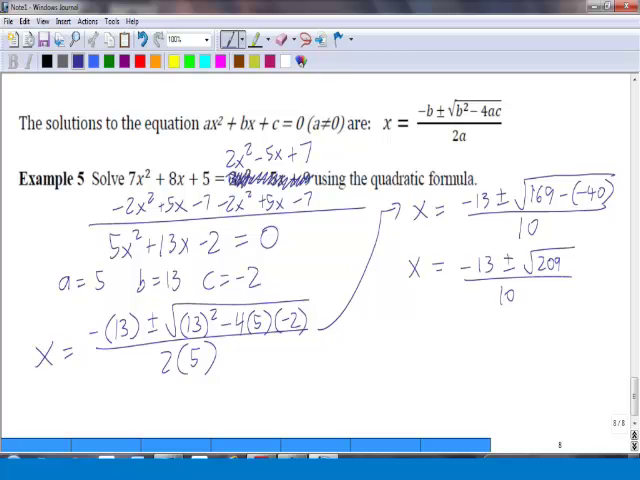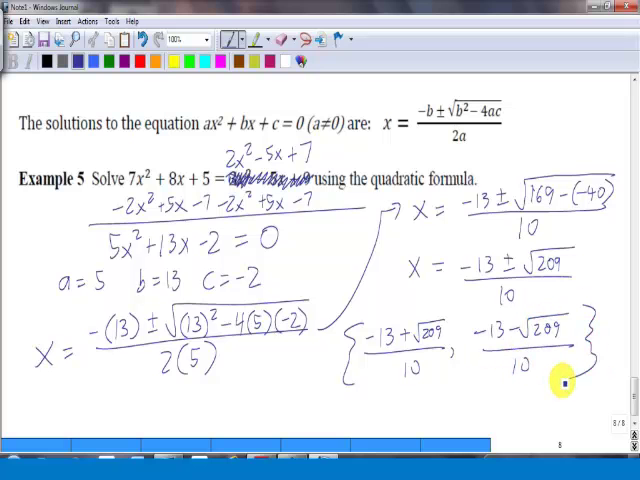I don't think the square root of 209 can be simplified. It's not divisible by 4 or 9, certainly nothing even. Is it divisible by 49 by chance? 209 divided by 49? I doubt it. No. Is it divisible by 81? No. I'm thinking it's probably even prime. It doesn't have to be prime to be irreducible, but I believe what we have are -13 plus the square root of 209 all over 10, and -13 minus the square root of 209 all over 10.